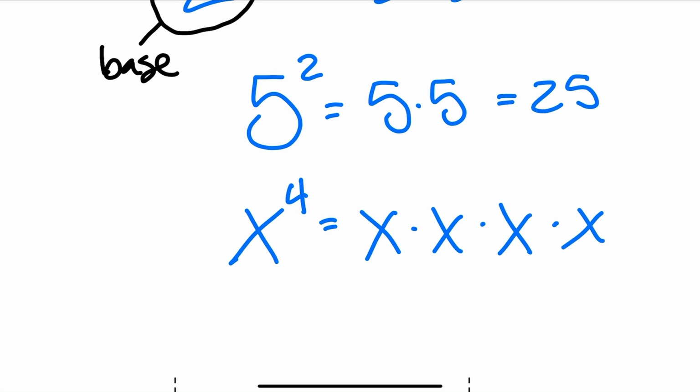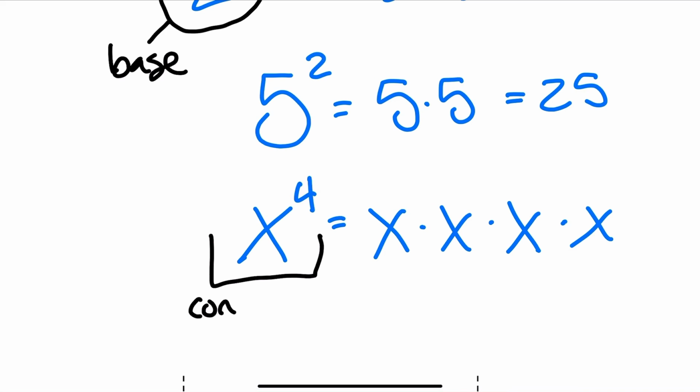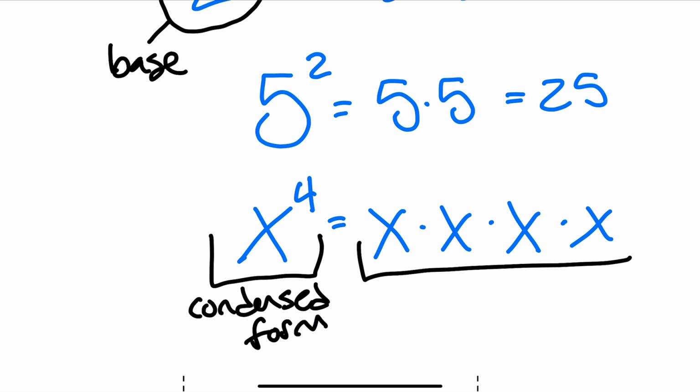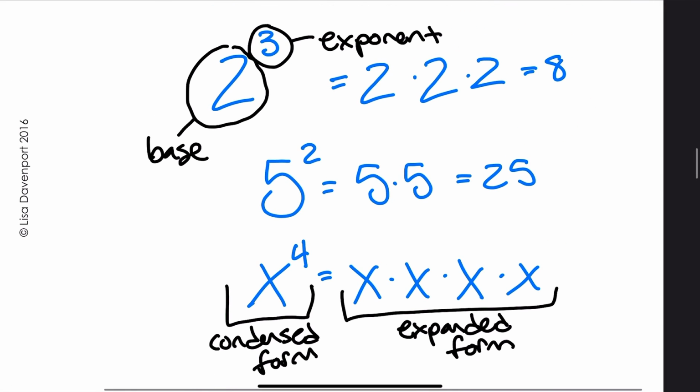Alrighty. So when we look at these, this small form, this is our condensed form. When we stretch it out like this and we show every piece, that is going to be our expanded form. Because we stretched it out and we spread it so that we could see every piece instead of just squishing it all together like our condensed form. Okay, so that's just a refresher on what an exponent is and what it does.